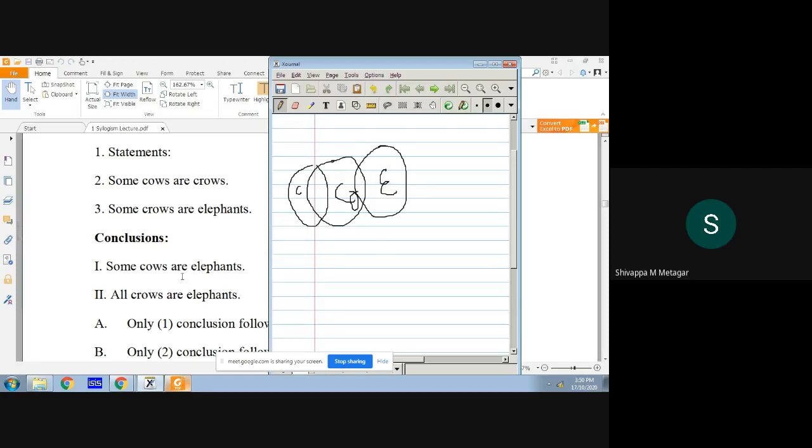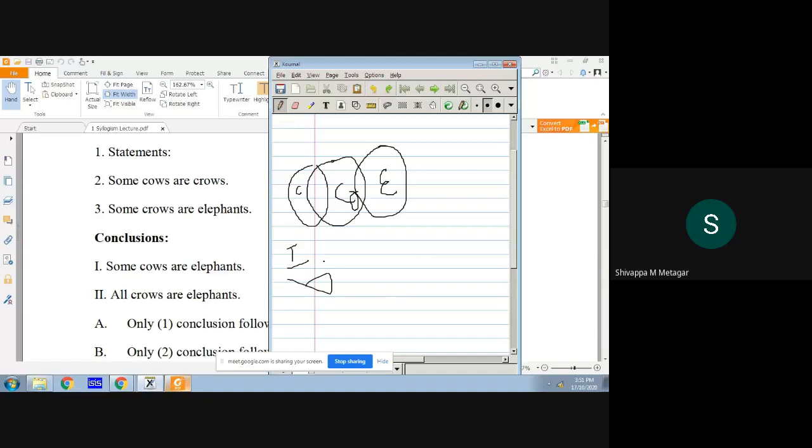Now come to the conclusion. Some cows are elephants. All cows are elephants. First statement, some cows are elephants. Elephant is there here and cow is there here. Some cows are elephants, because some part of this one is not related to this. If it is inside, then we have to go in the reverse direction, or upper direction. But here both are independent, so it is not possible to consider. Here first statement, some cows are elephants.